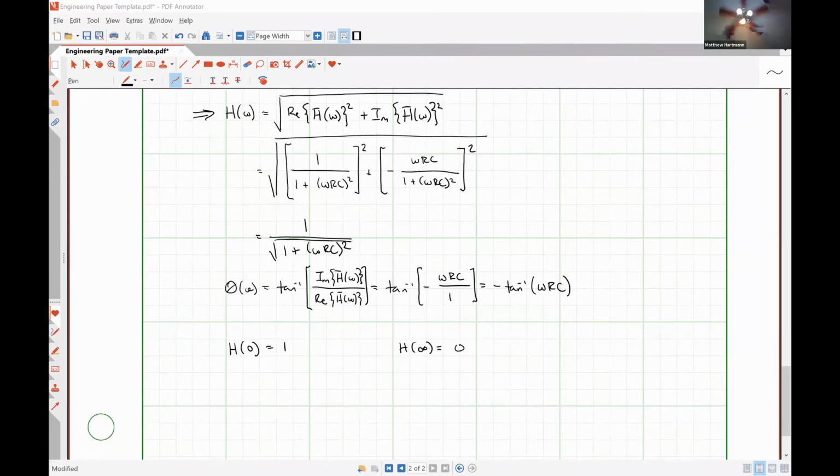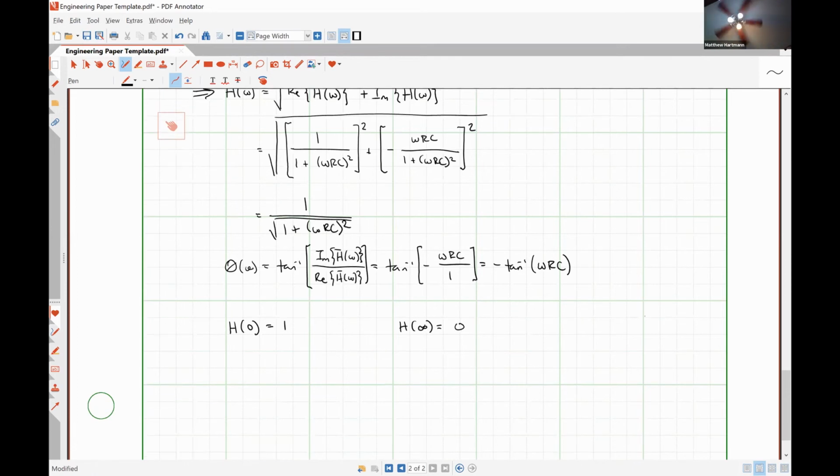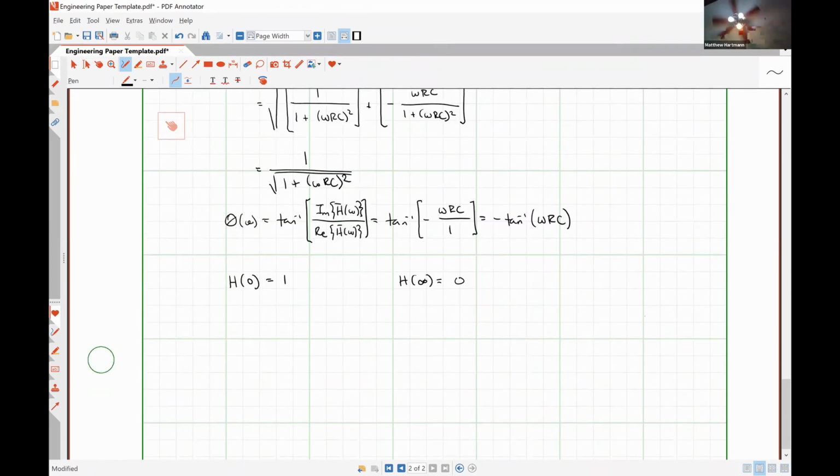So our cutoff frequency in our mathematical model is going to happen whenever our magnitude falls to the maximum value divided by the square root of 2.